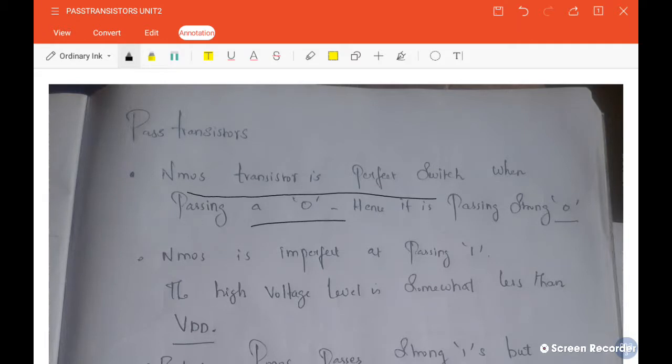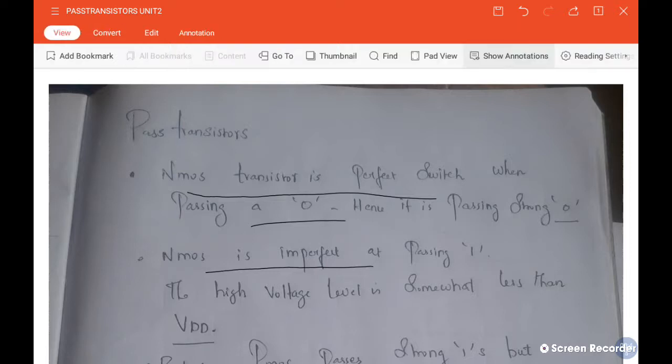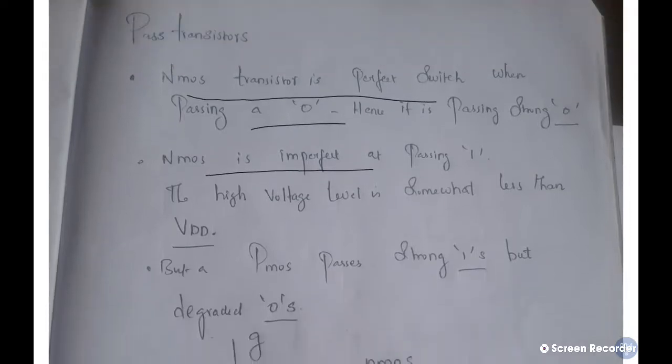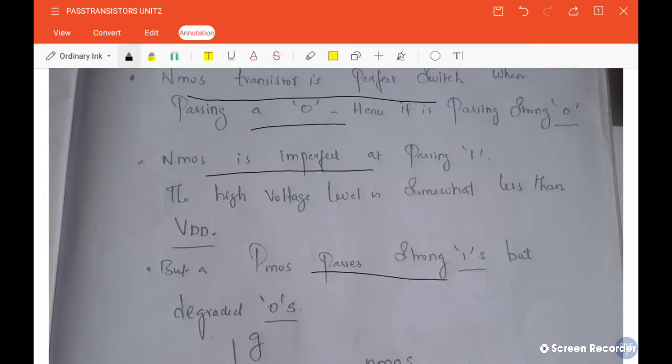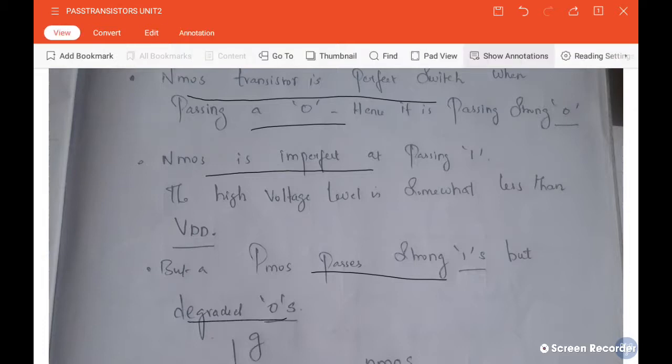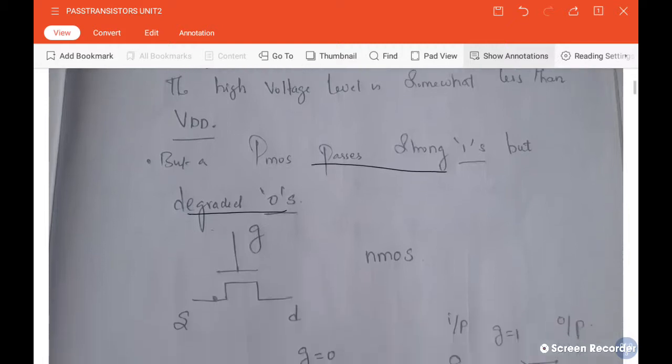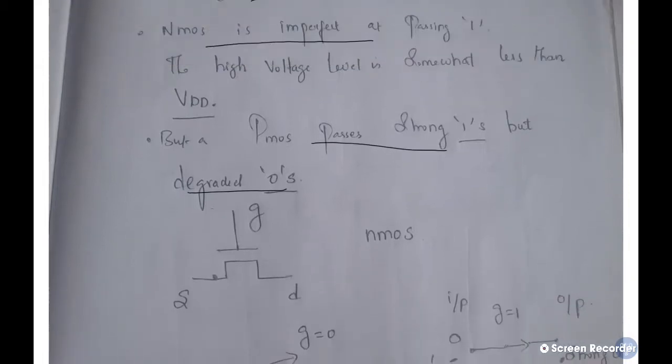Similarly, when a 1 is to be passed, an NMOS is called imperfect because an NMOS passes an imperfect 1. That is called a degraded 1. But when you consider a PMOS, the PMOS passes a strong 1, at the same time it passes a degraded 0. This is the case you should remember for understanding pass transistor logic. NMOS passes a strong 0 while a PMOS passes a strong 1.